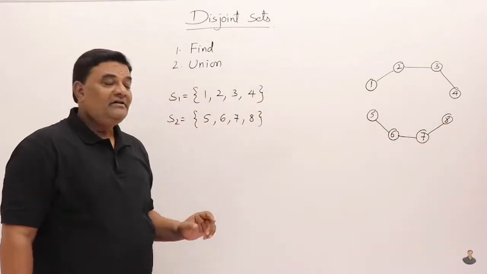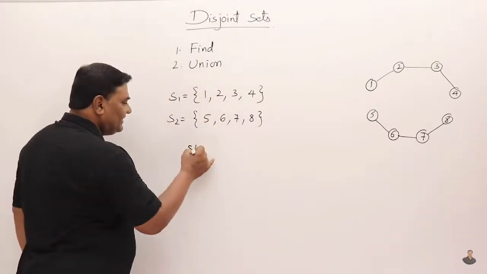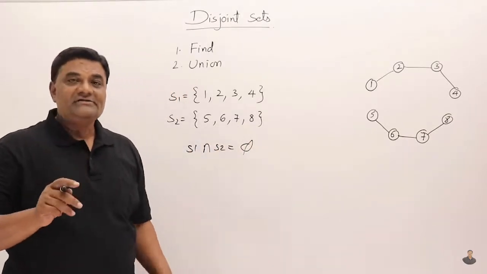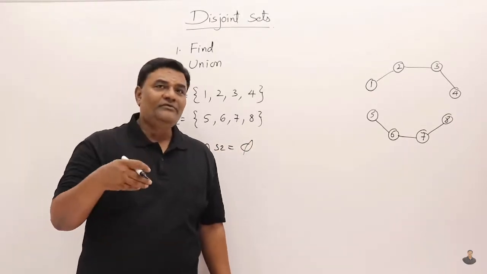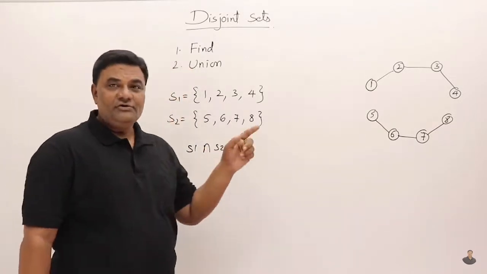And what is disjoint here? No vertex is common here. The numbers are not common. So if you take the intersection of S1 and S2, then you will not get anything, an empty set. So that is disjoint. Disjoint sets means two sets are not having anything in common. Then how do we use them, what are the operations on them? We prefer performing only two operations, that are find and union. I'll show what these operations mean.